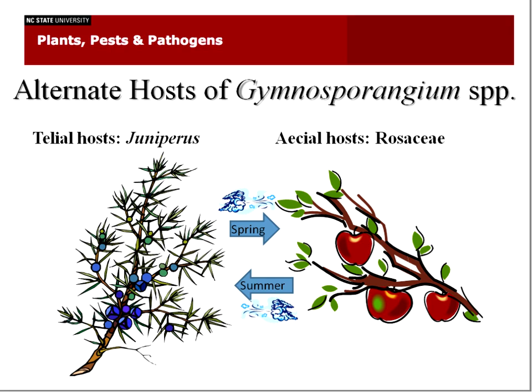Sometimes it's an apple or crab apple, sometimes it's other things, Crataegus, Amelanchier even, quince, where the spores blow from the spring onto the rosaceous host, and in the summer it sporulates on that host and blows back over onto the junipers.